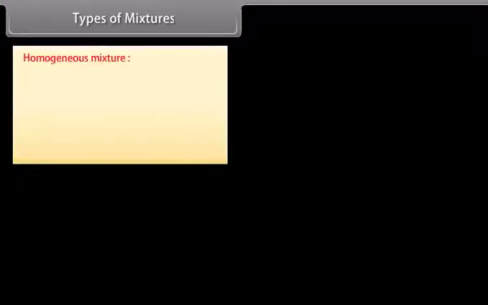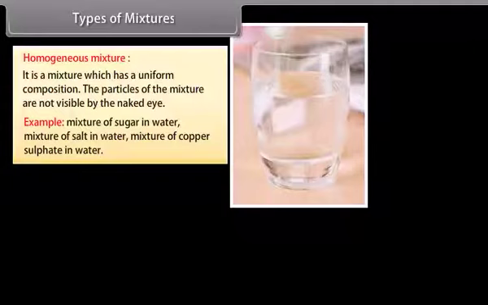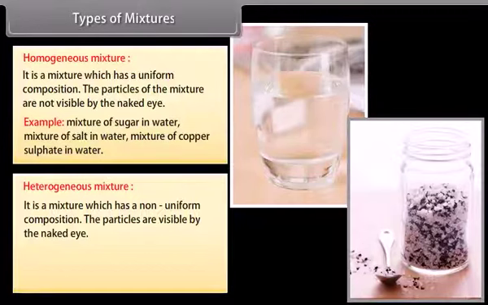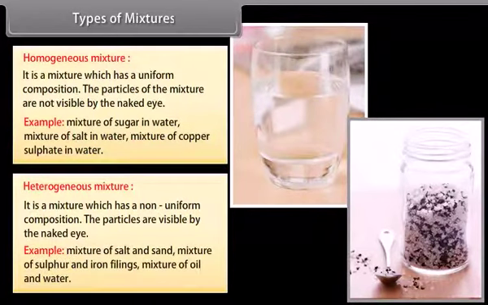Types of mixtures. Homogeneous mixture. It is a mixture which has a uniform composition. The particles of the mixture are not visible by the naked eye. Example: mixture of sugar in water, mixture of salt in water, mixture of copper sulfate in water. Heterogeneous mixture. It is a mixture which has a non-uniform composition. The particles are visible by the naked eye. Example: mixture of salt and sand, mixture of sulfur and iron filings, mixture of oil and water.